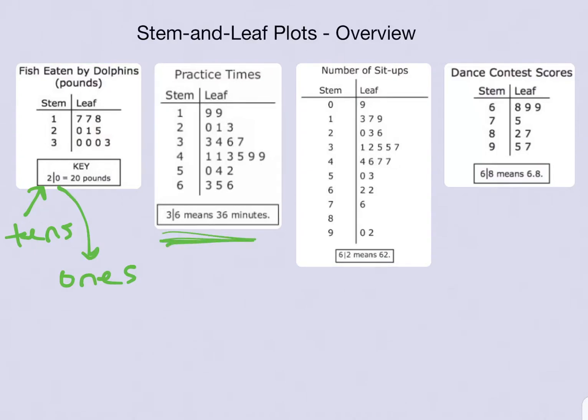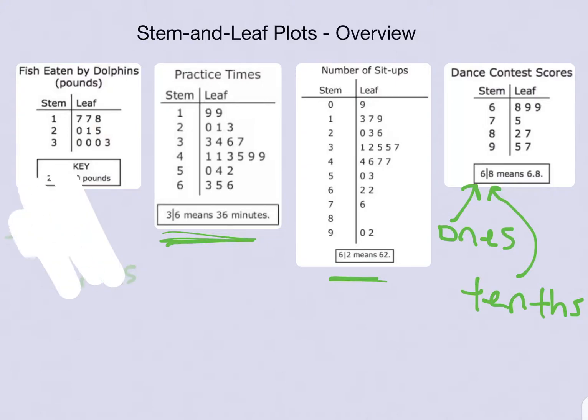This is true for our second one, also for our third one. But if we look at the fourth one, this says the 6 and the 8 represent 6.8, 6 and 8 tenths. So that means that the 6 represents the ones place and the 8 represents the tenths place. So this is something you always want to check whenever you're looking at a stem and leaf plot.